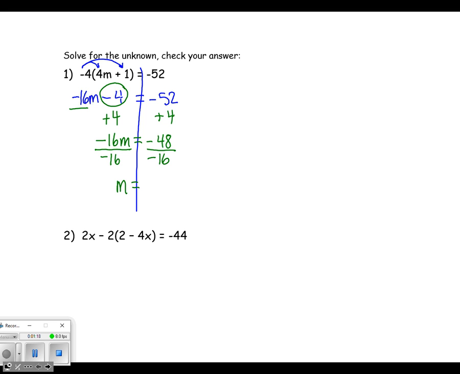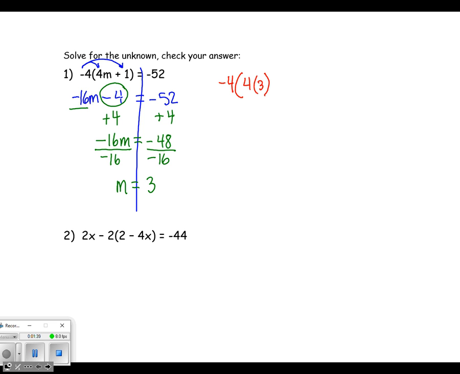And m, if you needed to get out a calculator, 48 divided by 16 is 3. Negative divided by negative is positive, so that gives me +3. Now I'm going to check my answer by putting 3 in for m.